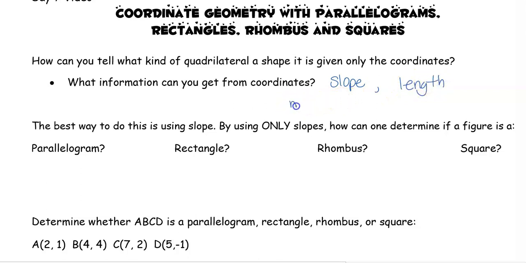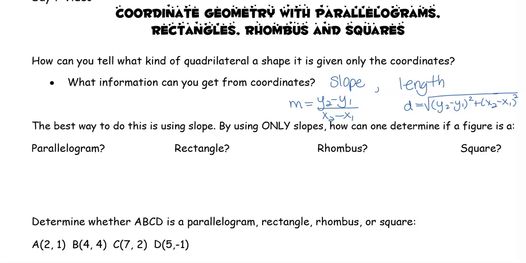And slope we know is subtracting the y's on top and the x's on the bottom. The length, if you remember, is the distance formula. We subtract the y's and then square them, subtract the x's and then square them, and then take the square root of all of that. Which one do you like better? I know you don't tend to like the distance formula, and that's true. The slope is easier.